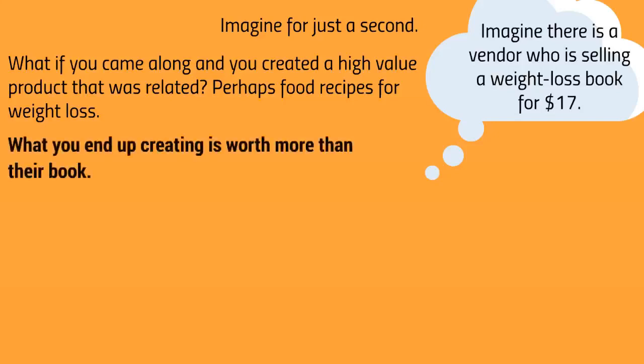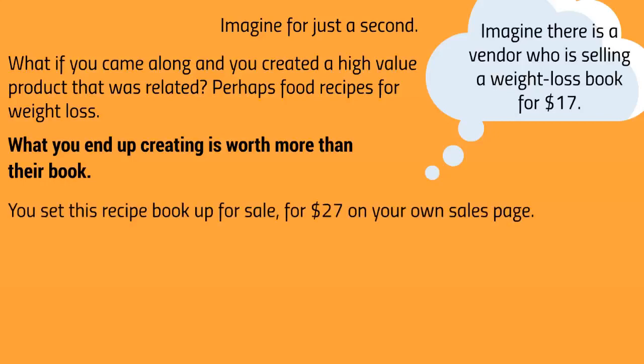And let's say you do that. What you end up with is a book or a video that is worth more than their book. So in this case, you can set the recipe book up for sale on an actual sales page for $27. Somebody is selling a $17 book or something lower. Basically, you want to make sure that your high value product is either double or a little bit more money than what they are selling. And the reason being is because it's going to get the vendor to more likely say yes.